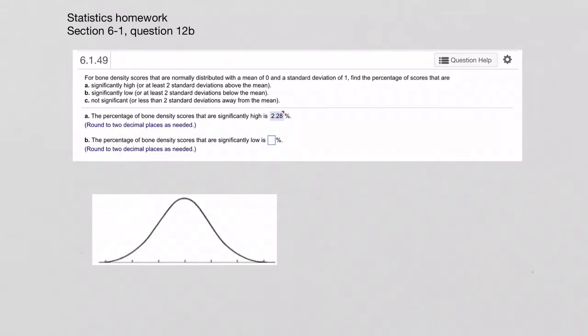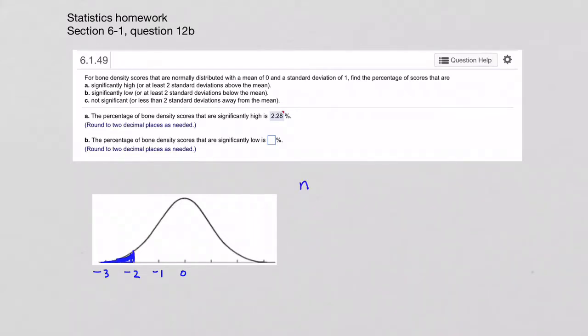Now let's try the next one. It says the percentage of bone density scores that are significantly low. So now we want the percentage that are significantly low, which is going to be at or below -2 on the horizontal axis. So I'm just going in the opposite direction. Notice that this distribution is symmetric, right? The right-hand side is a mirror image of the left-hand side. So I'm actually going to get the same answer for this one.